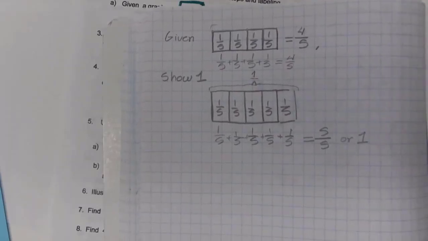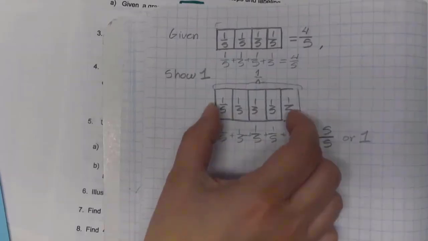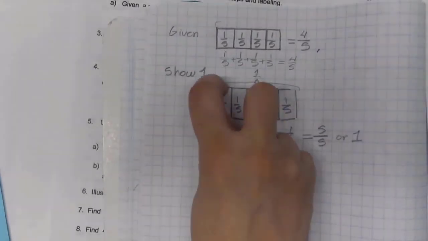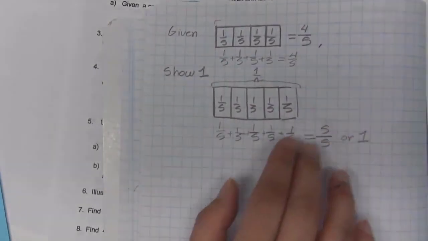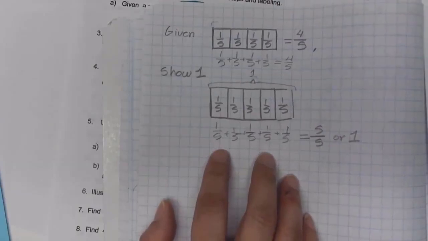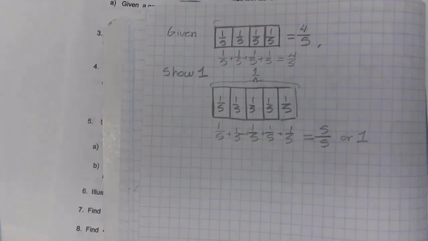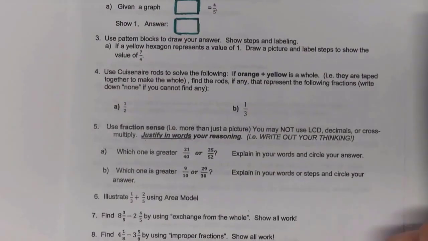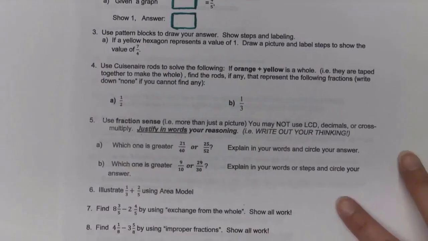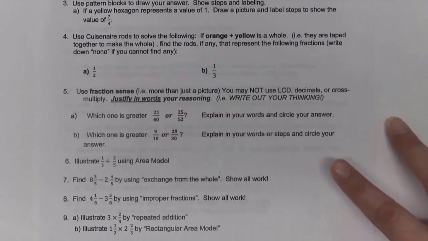Yes, very good. So like she labeled this whole area as 1, so she made it a little bit taller, but on the test I will give you the box, so she will not run into that problem, and it was very clear. That's good. Thank you. The next question is number 3. They are using pattern blocks to draw your answer.